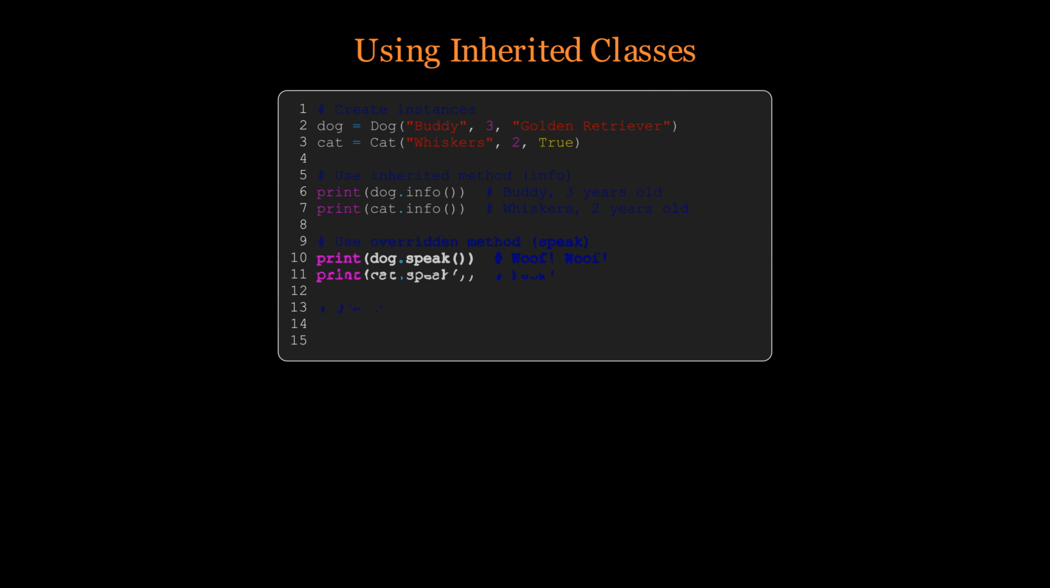We create a dog named Buddy and a cat named Whiskers. Both can use the info method inherited from Animal. Both use their overridden speak methods. So Buddy barks and Whiskers meows. Each can use their unique methods. Buddy can fetch and Whiskers can scratch. This demonstrates how inheritance combines shared functionality with specialized behavior.